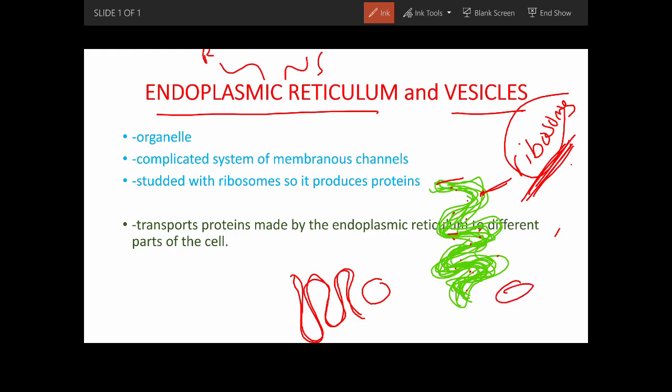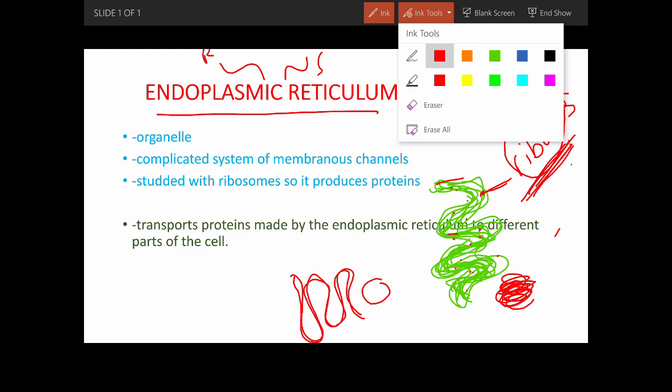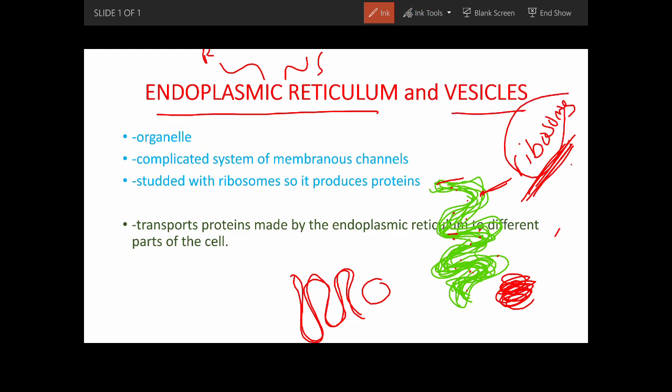Now vesicles, they're shaped like pancakes, and they transport the proteins produced to different parts of the cell.